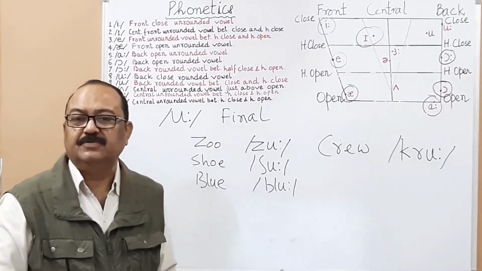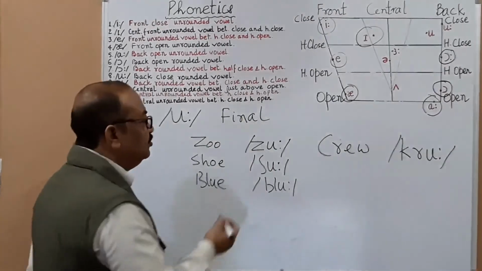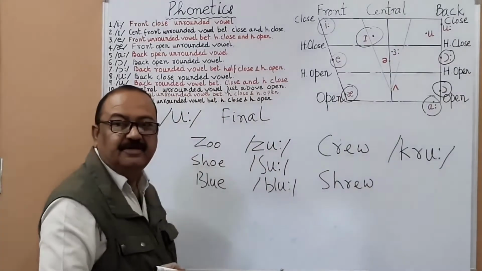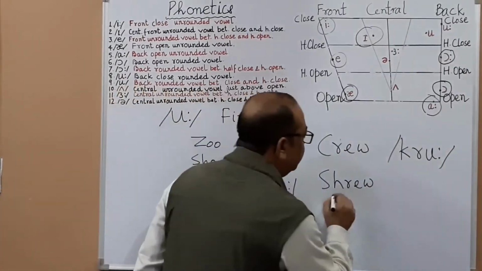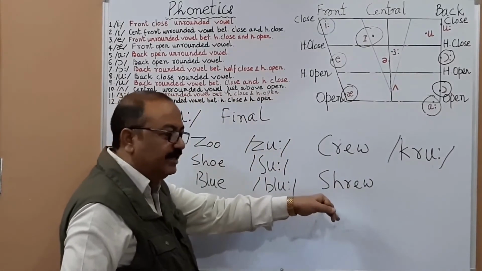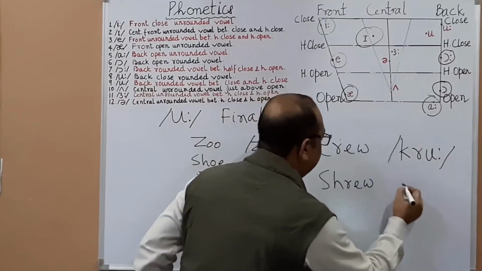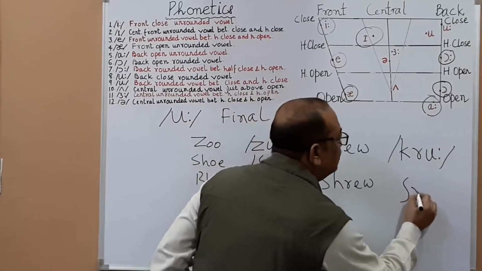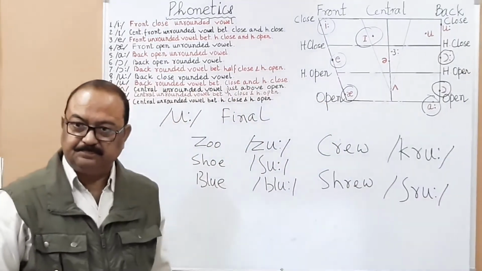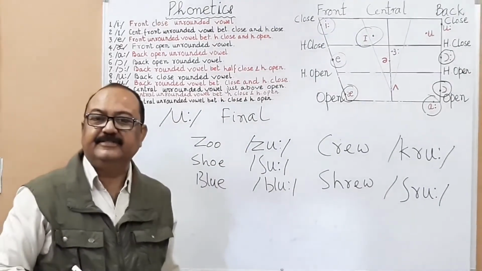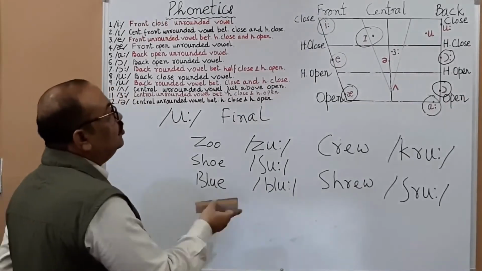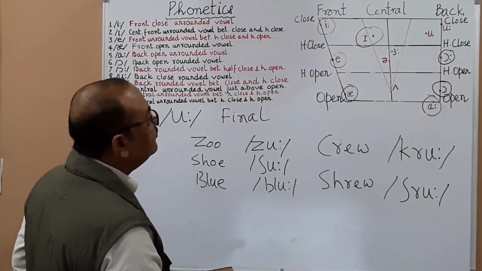Shrew. Shrew reminds me of a play by William Shakespeare, Taming of the Shrew. Shrew, an ill-tempered woman. What does it mean? Ill-tempered woman. So how do you write? You write it like this. Sh, ra and oo. Shrew. Is that fine? Yes, sir. Now I think only one back vowel is left.